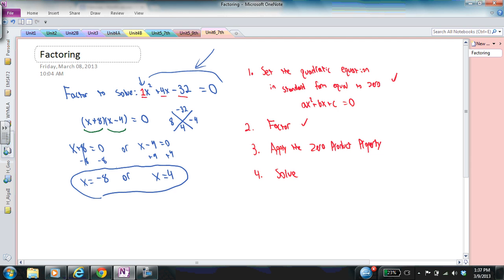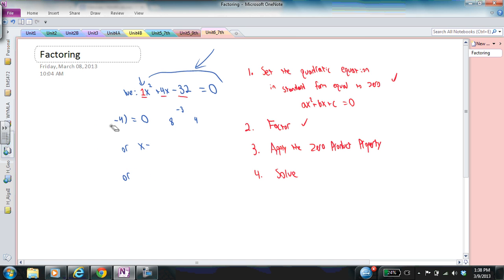Now what does that mean? That means if I substitute negative 8 in for x in this equation, I'll get 0 equals 0. If I substitute 4 into the left side of the equation, I'll get 0, and 0 equals 0, so I'll get a true equation. So let's look at another example where the lead coefficient is not 1, which makes the factoring a little bit more difficult.